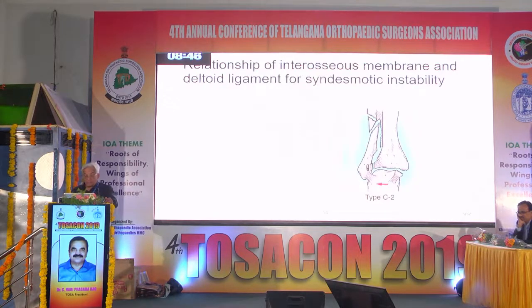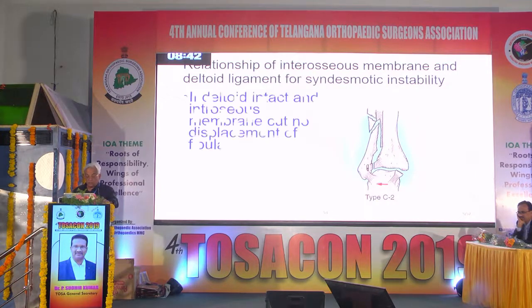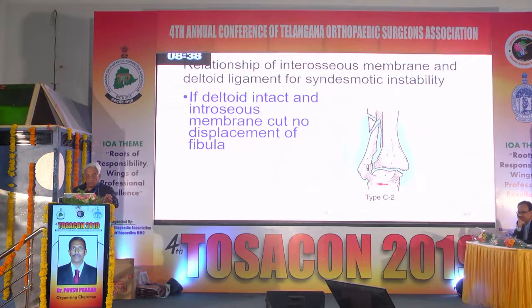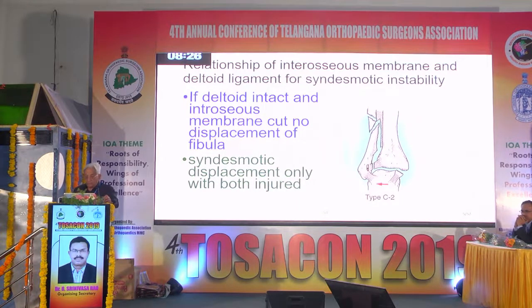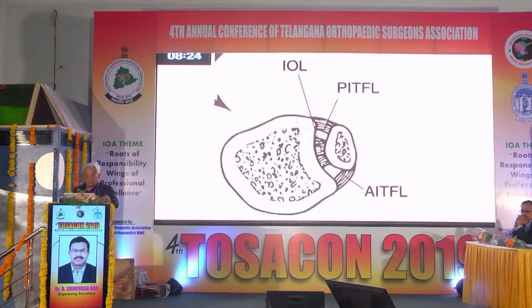Now, the relationship of the interosseous membrane and the deltoid ligament to syndesmotic instability: if the deltoid is intact and the interosseous membrane is cut, there is no displacement of the fibula. But if the interosseous membrane is cut and the deltoid is cut, then there will be a displacement which will occur.